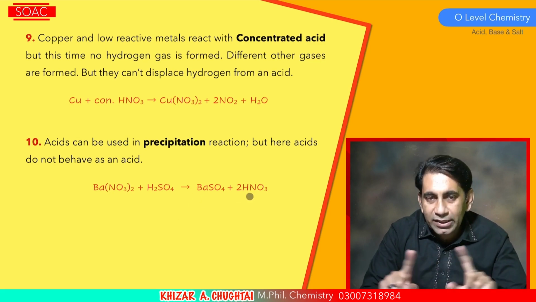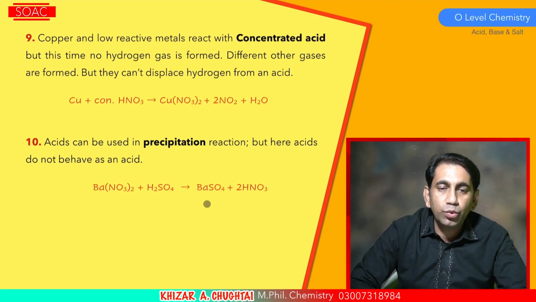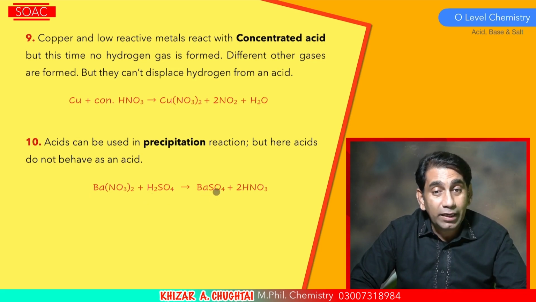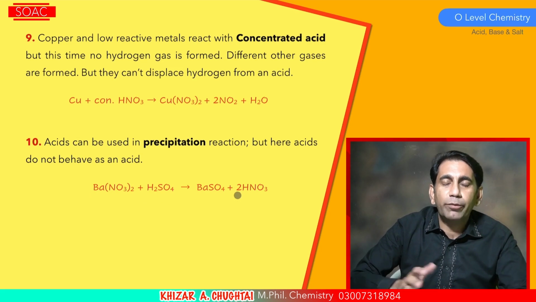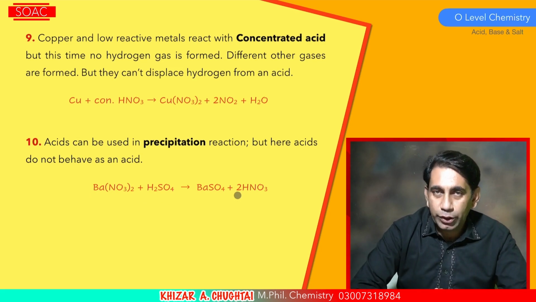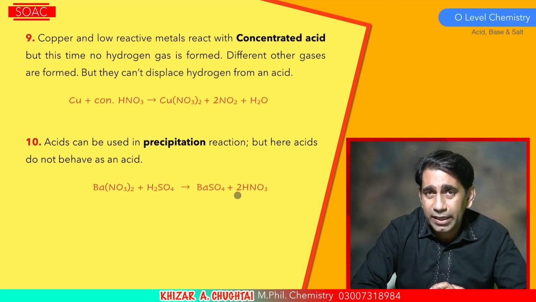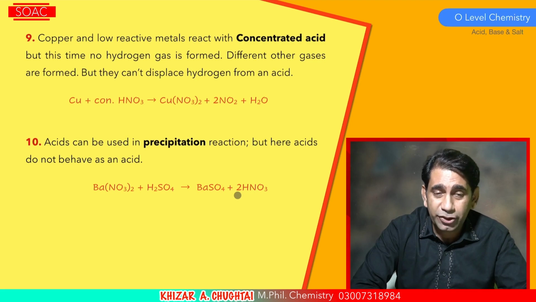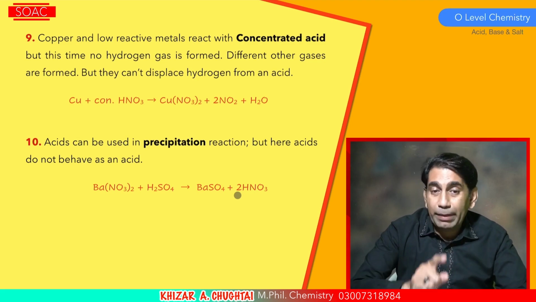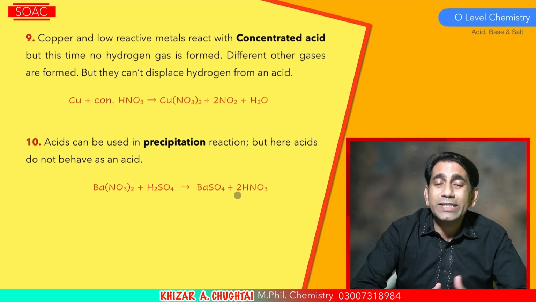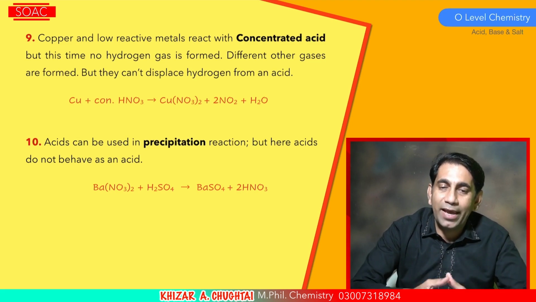This reaction is said to be a precipitation reaction because two aqueous compounds, barium nitrate, which is soluble, and sulfuric acid, which is soluble, are mixed together to make an insoluble compound, that is barium sulfate, and one soluble compound, that is HNO3. So basically in this reaction only barium sulfate is insoluble, and this reaction is said to be a precipitation reaction. In this particular reaction, sulfuric acid is not going to behave as an acid.